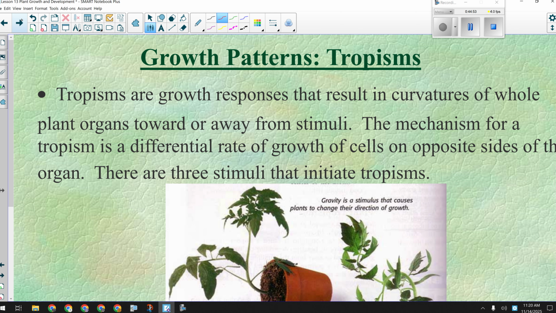Okay, you know what, I think we'll leave it there. We'll talk about tropisms on Tuesday, because on Monday, we're starting the plant growth lab and the quiz. So Tuesday we'll pick up here with tropism.